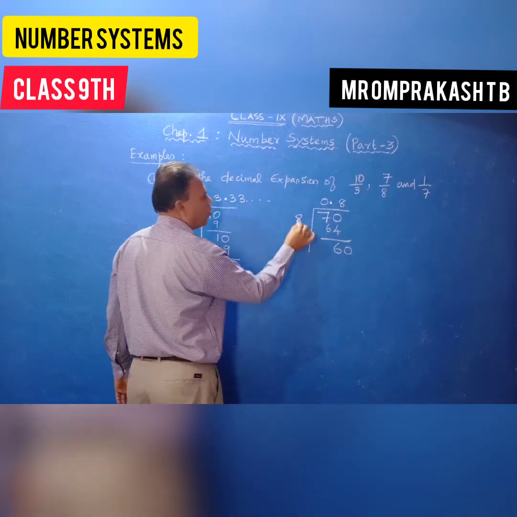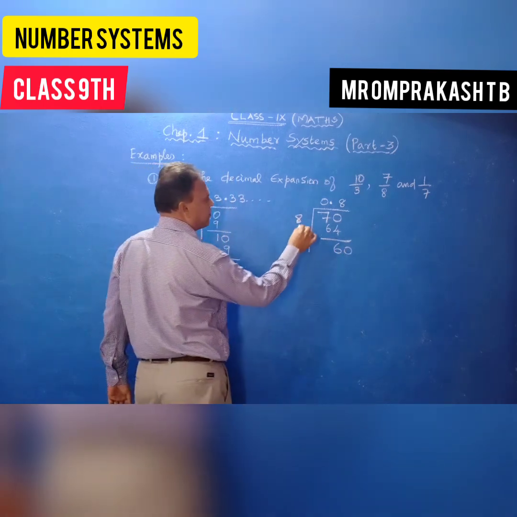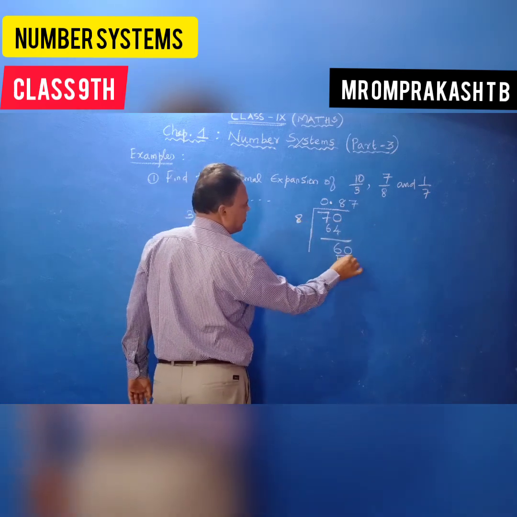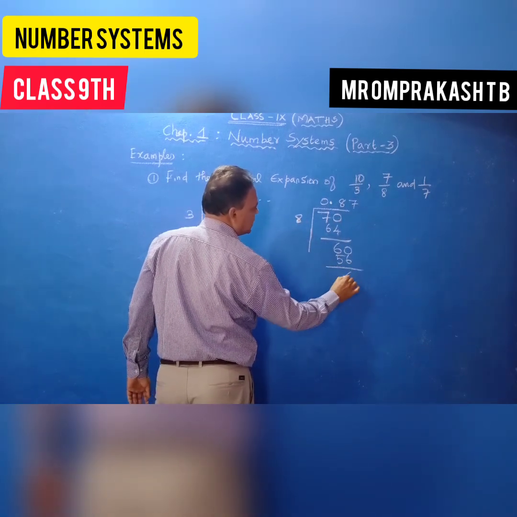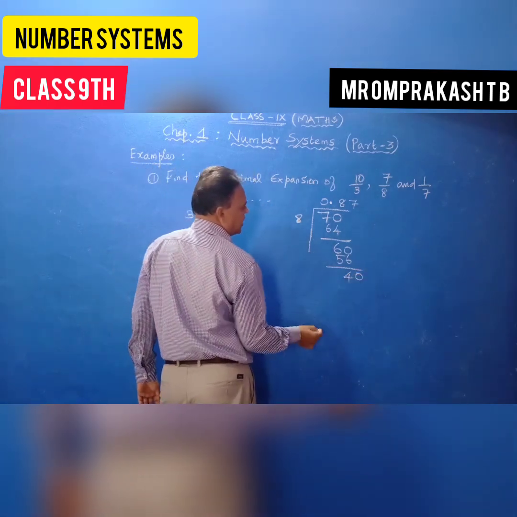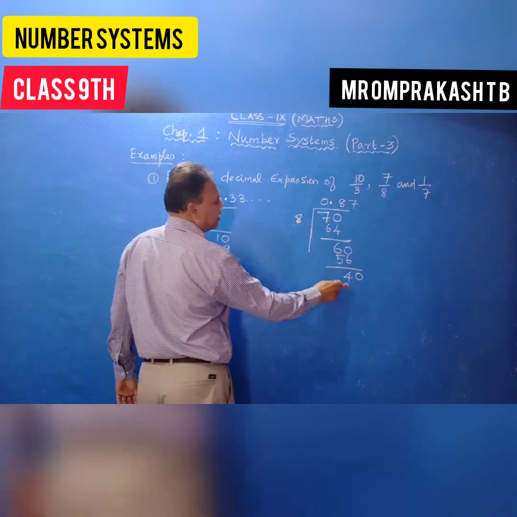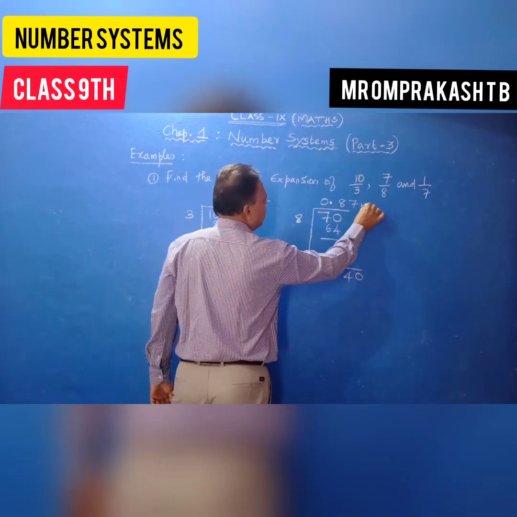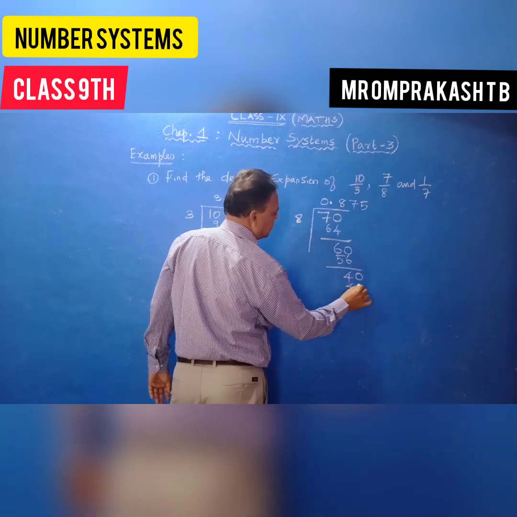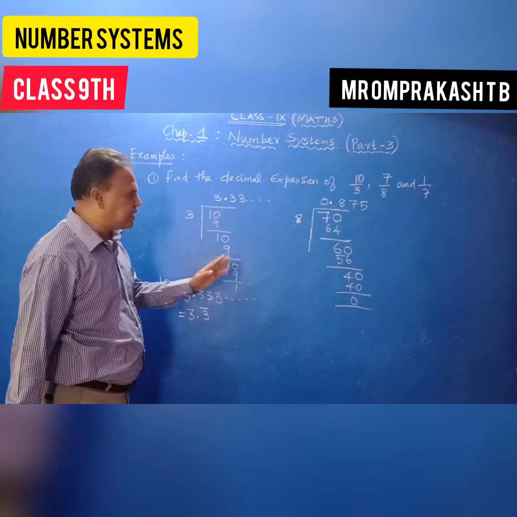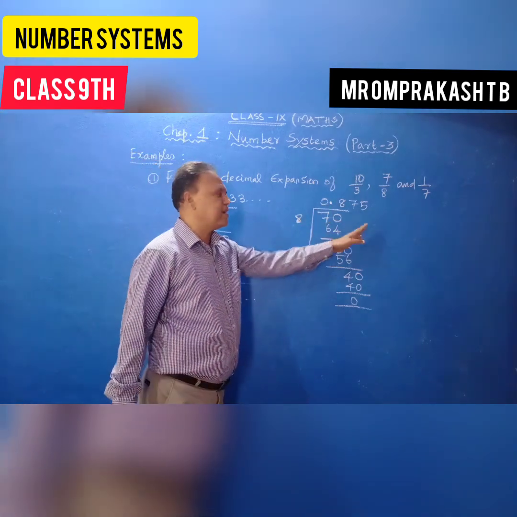60. How many 8s in 60? 7. 7 8s are 56. Again remainder is 4. 1 0 add. Okay. Now how many 8s in 40? 5. 40. Correctly remainder is 0. Remainder is 0 means it is ending, terminating.